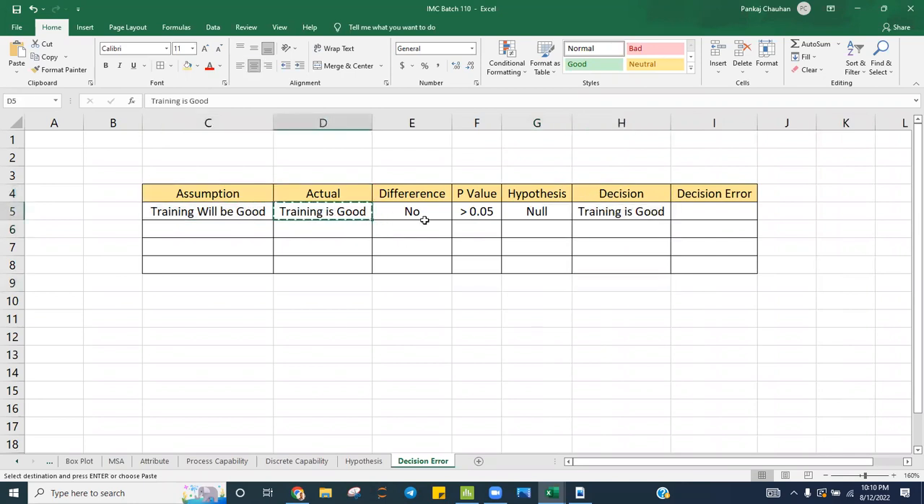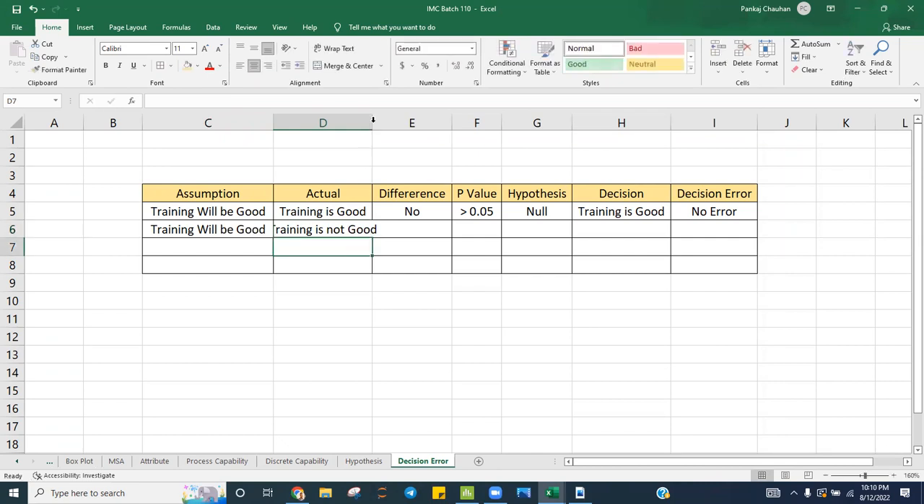Are you making any error in giving the feedback? No error. So you are not making any decision error. You are taking the right decision by giving the correct feedback. Second case: assumption is training will be good, but actually training is not good.